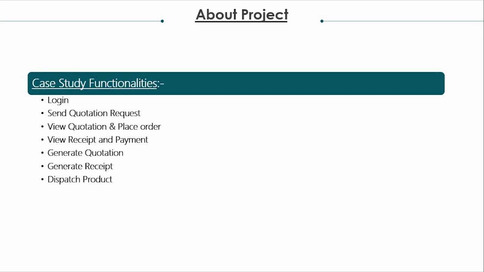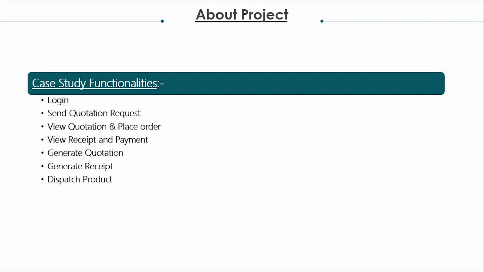So in send quotation request, the customer can send the request for the quotation of the product that he has selected. Then in second, view quotation and place order, he can see all those details which are generated by the vendor. So on this screen or option, he can see all the details related to quotation and he can place the order. Then the third functionality for customer is view receipt and payment. Here he will see all the amount, like how much he needs to pay, and from the same screen he can do the payment.